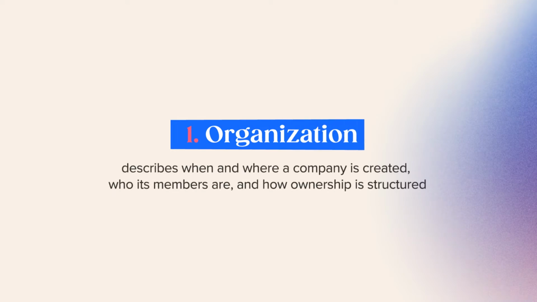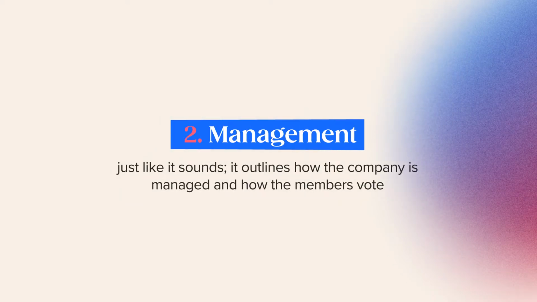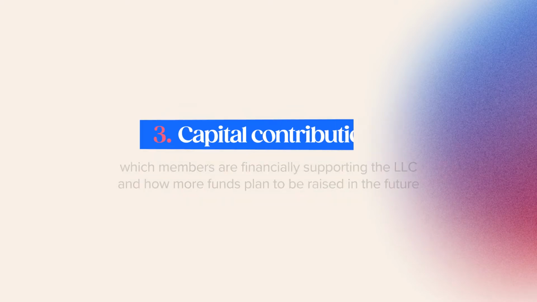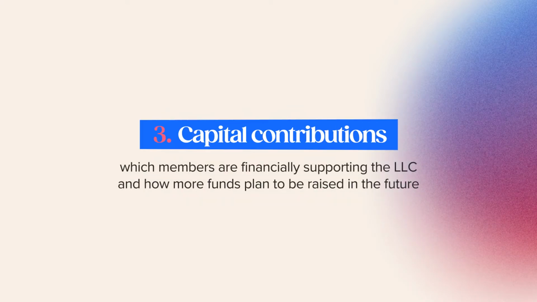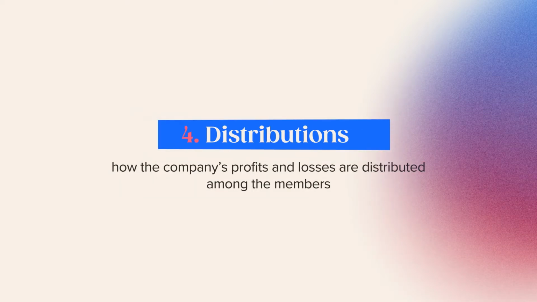There are usually 6 main sections to an operating agreement. Section 1, organization, describes when and where a company is created, who its members are, and how ownership is structured. Section 2, management and voting. Just like it sounds, it outlines how the company is managed and how the members vote. Section 3, capital contributions, which members are financially supporting the LLC and how more funds plan to be raised in the future. Section 4, distributions, how the company's profits and losses are distributed among the members.